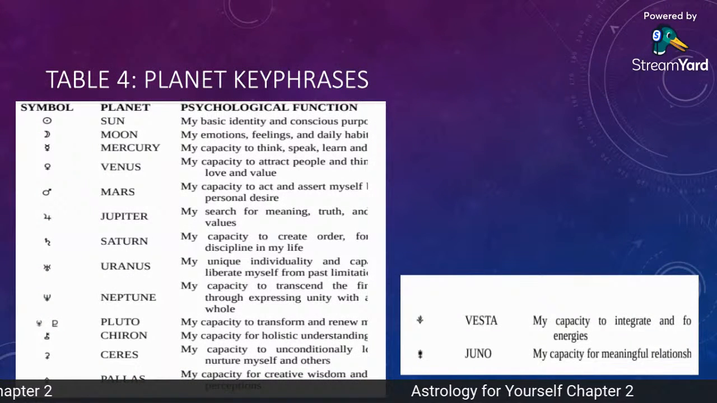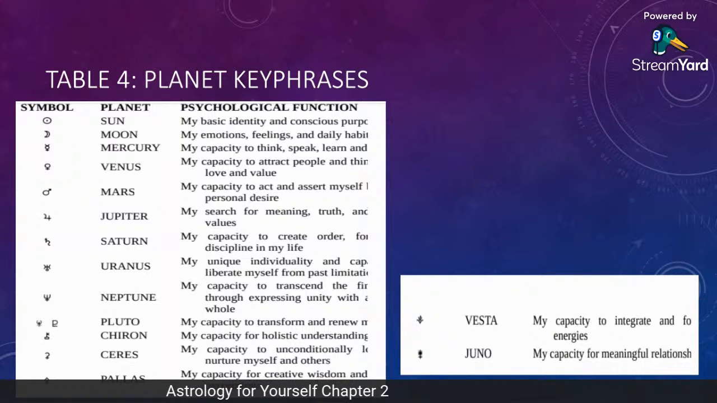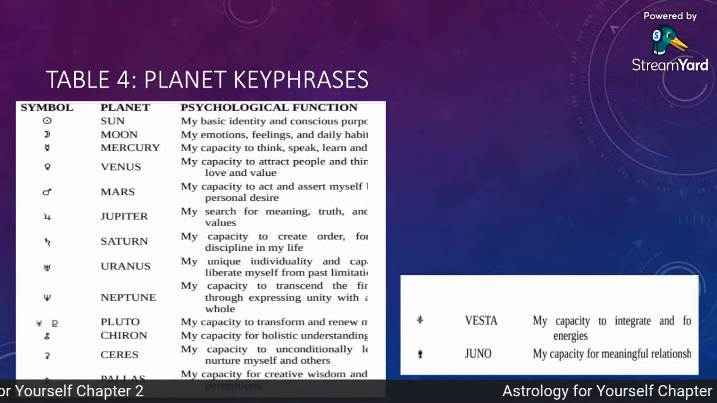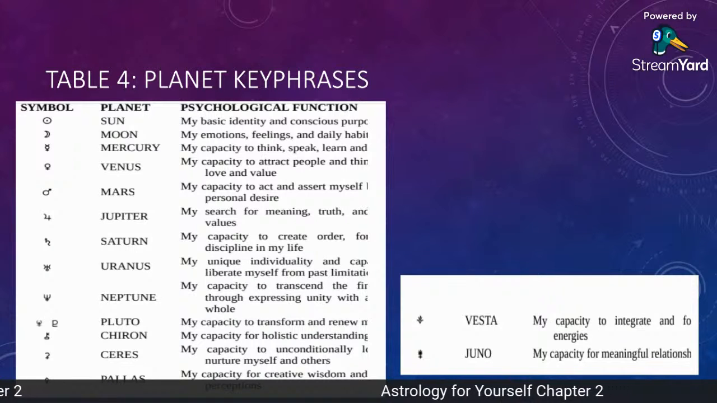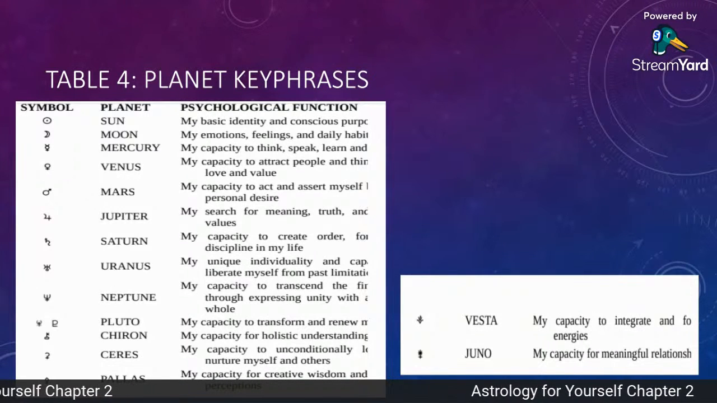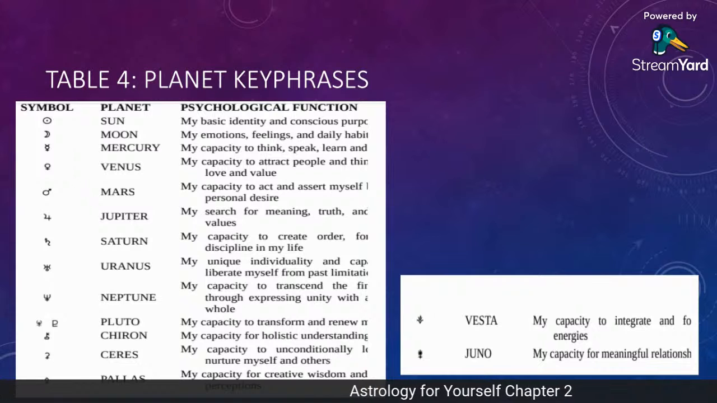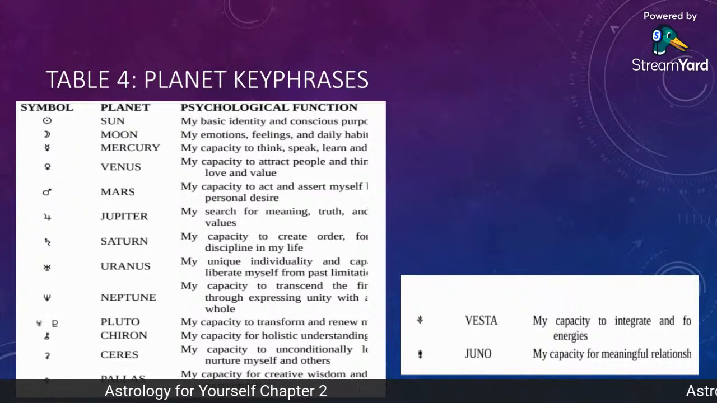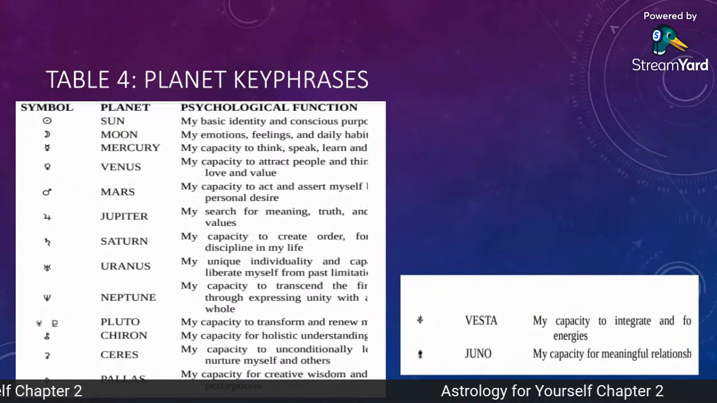The astrological planets. The planets symbolize basic psychological functions or faculties common to all people. They tell us what is happening in the birth chart. And here is table 4, the planet key phrases. Sun, my basic identity and conscious purpose. Moon, my emotions, feelings, and daily habits. Mercury, my capacity to think, speak, learn, and reason. Venus, my capacity to attract people and things that I love and value.